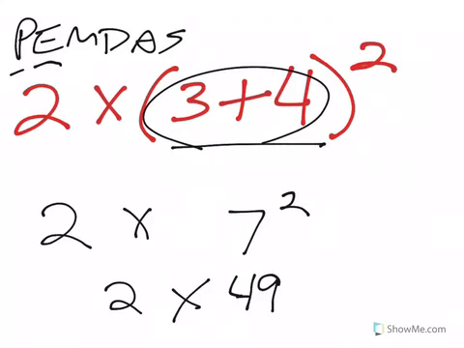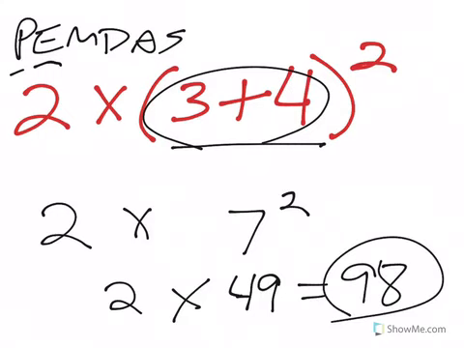I end up with multiplication. 49 times 2. I know 50 times 2 is 100. And then I can take away 1 from each. So we end up with 98. Now, take a look at this problem. 2 times 3 plus 4 squared, 3 plus 4 being in parentheses.